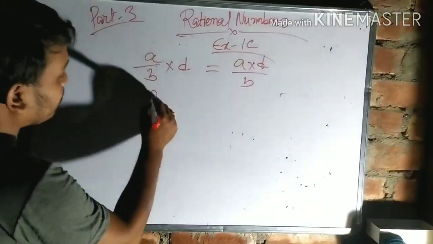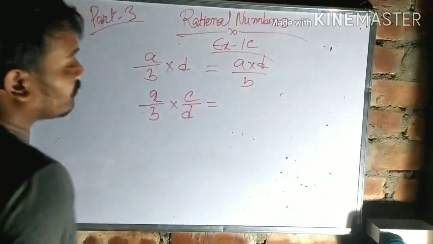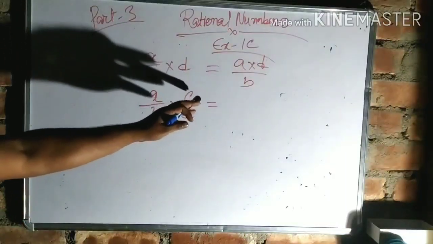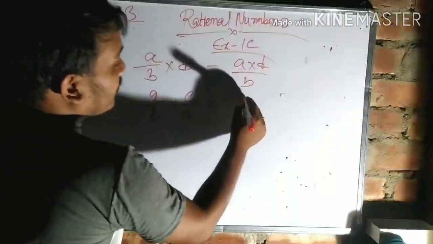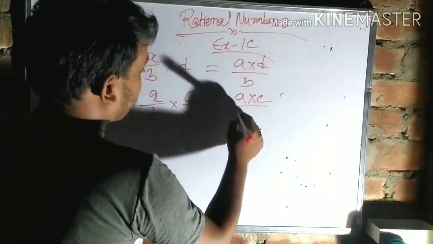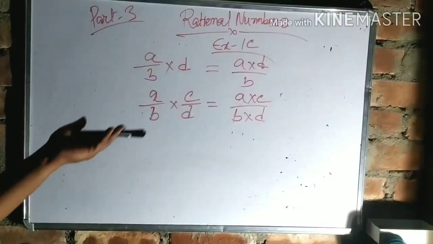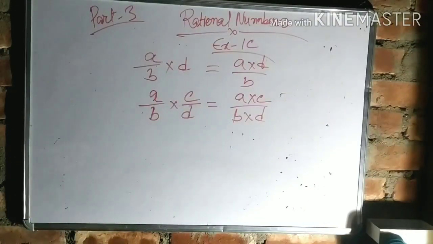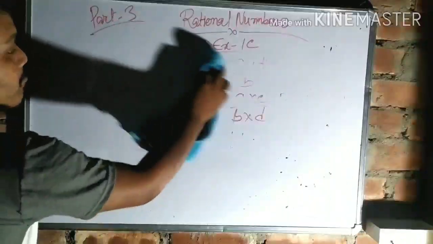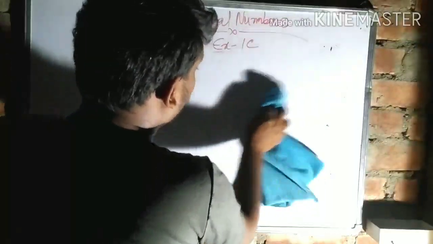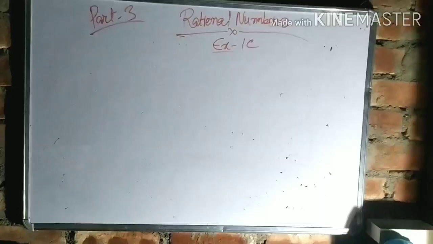If a by b into c by d is there, the numerator is multiplied with the numerator and the denominator with the denominator. So the result is a into c by b into d. In this way we can find the multiplication. Next thing is properties of multiplication.